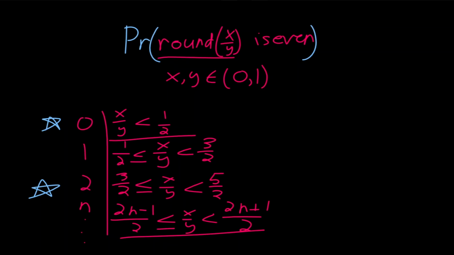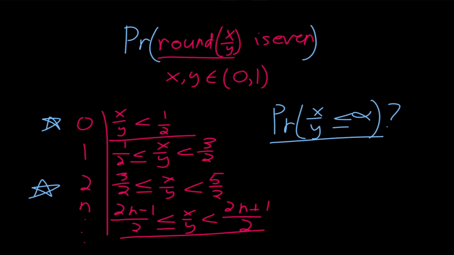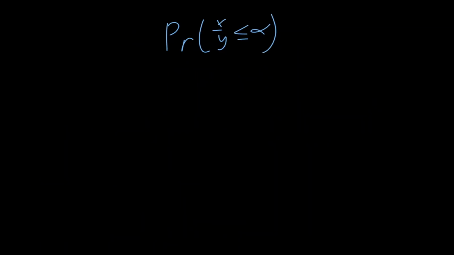But this begs the question, what exactly is the probability that x over y is less than or equal to just some, I don't know, call it alpha? What is this right here? Because in order to answer this question, we need to find the CDF for x over y. So let's go ahead and do that. The way we can find the probability distribution function for these two variables is actually to consider what happens when one of the variables is quote-unquote constant and we just integrate over it.